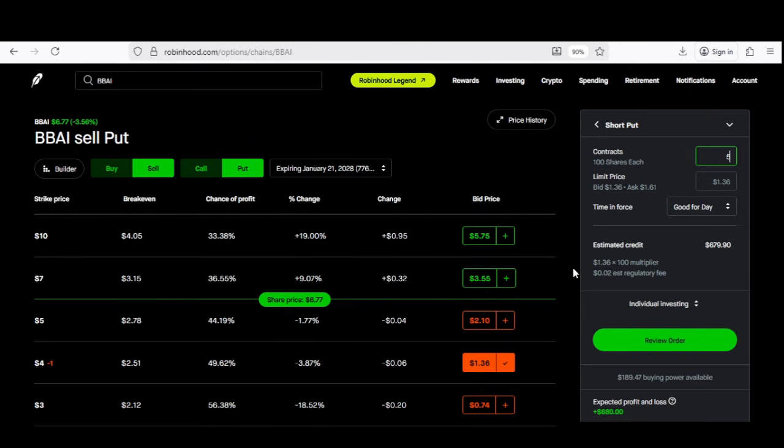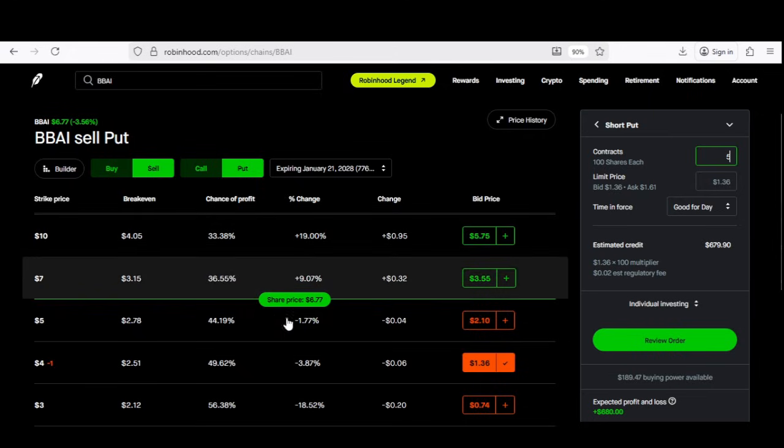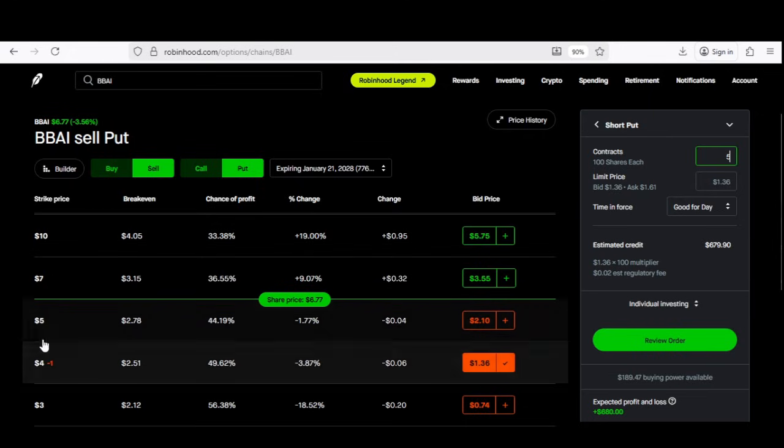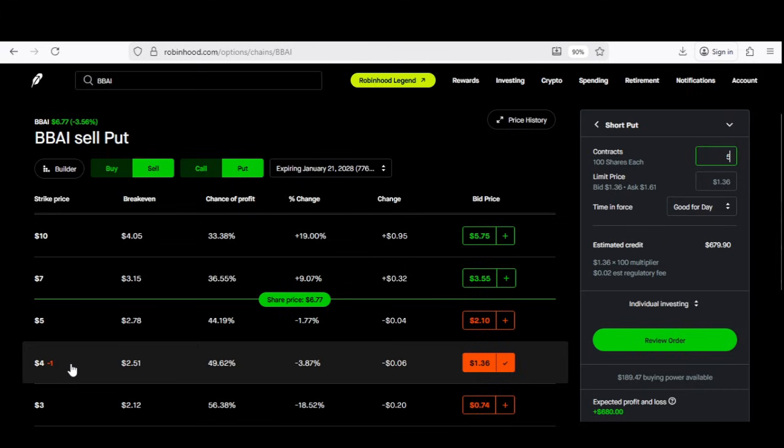So how is this trade going to work out? I did mention it is a bullish option strategy. So what do you want come expiration date or before expiration date? You want this share price right here to remain above the $4 strike price. Hence, it's a bullish option strategy. You believe that the share price is not going to go down to $4 here.